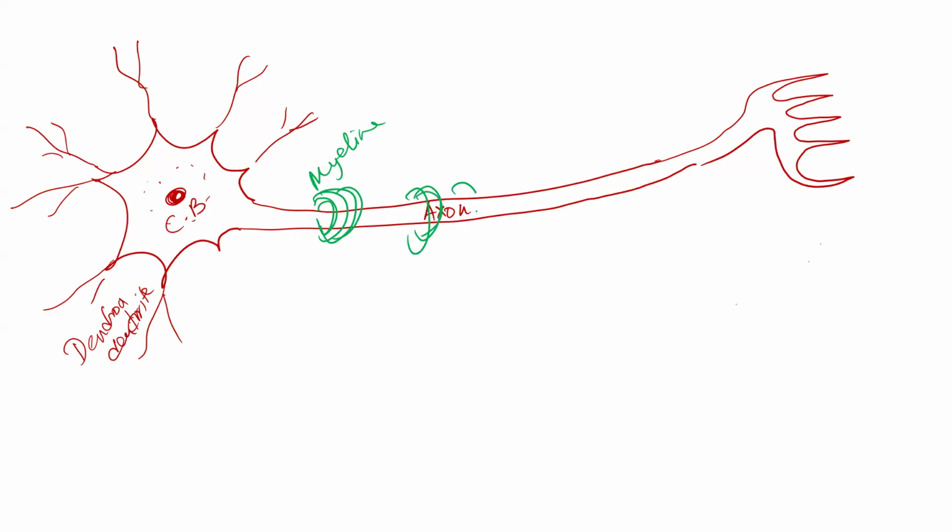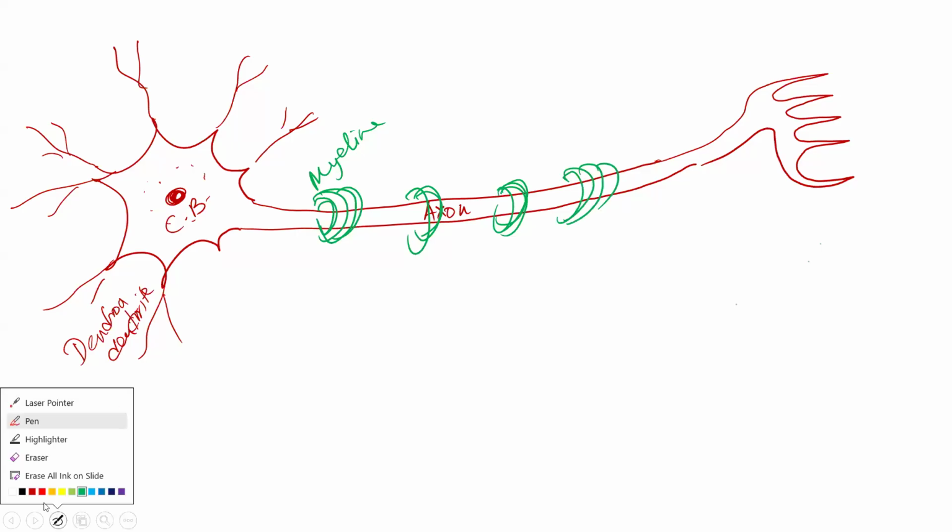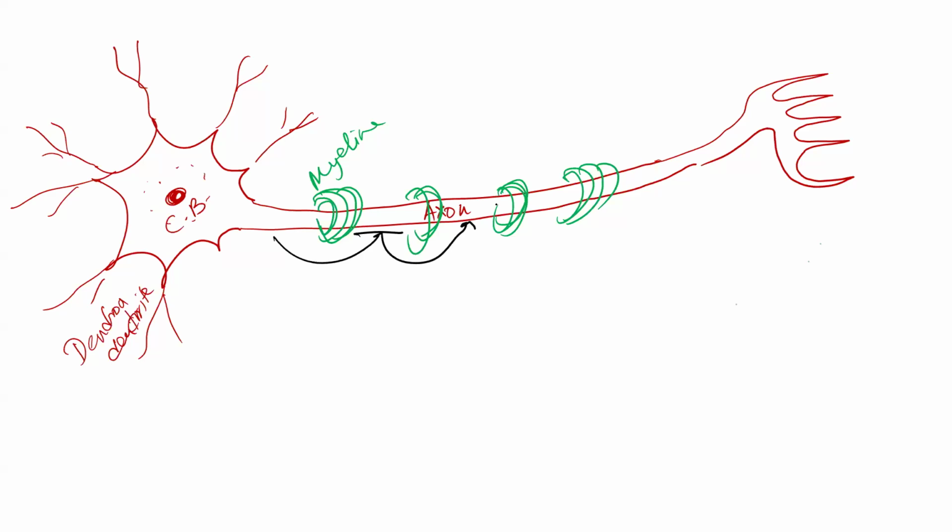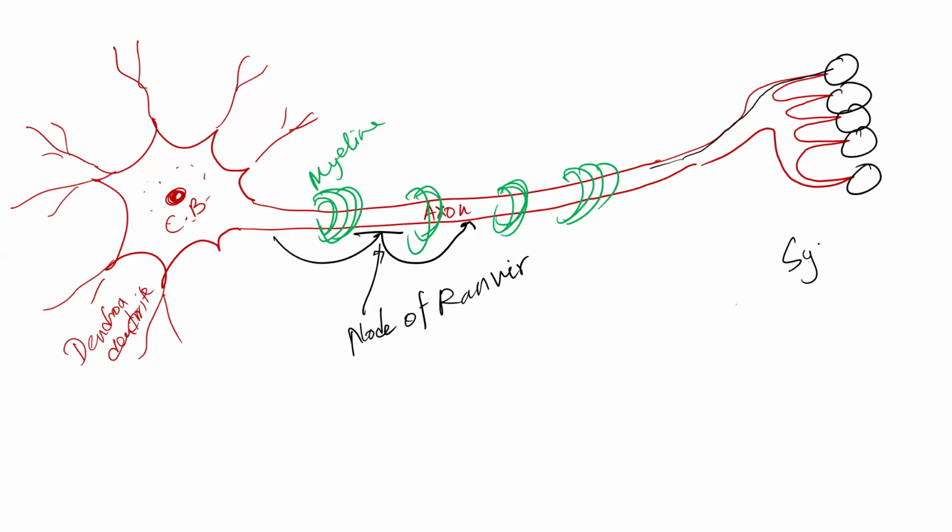Due to the myelin sheath, what happens? The impulses jump and go. The points where they are jumping and going, these are the points where they jump and go. Those jumping points are known as nodes of Ranvier. And finally, the message will go, and there are balls like this. Those are known as synaptic knobs.